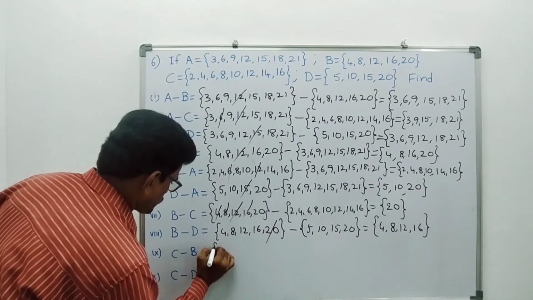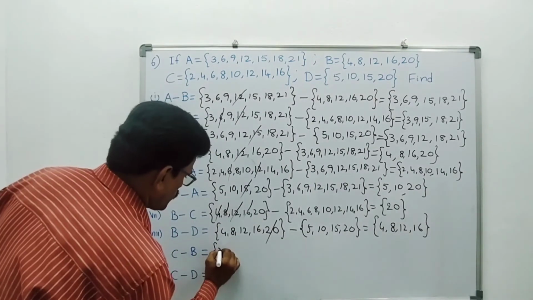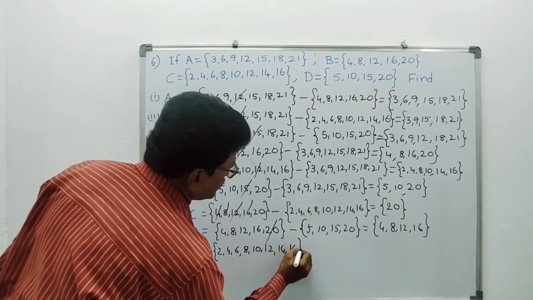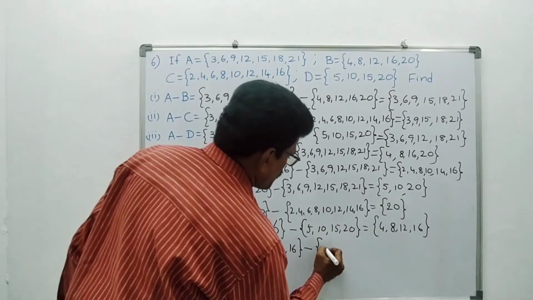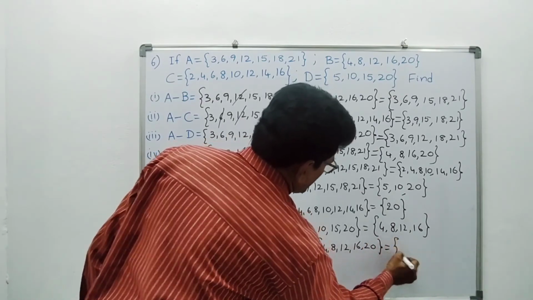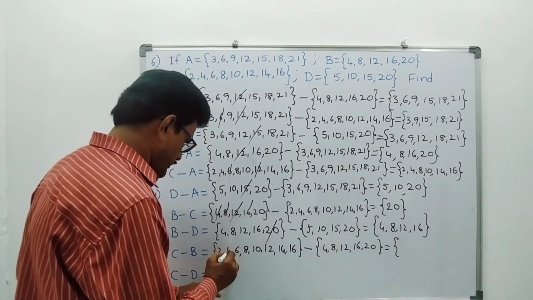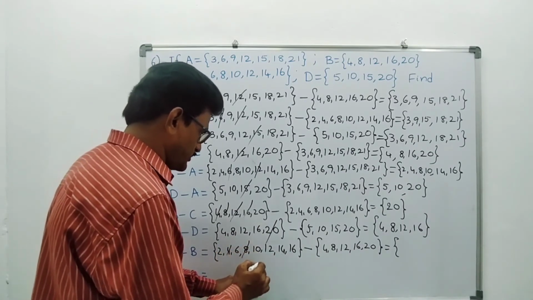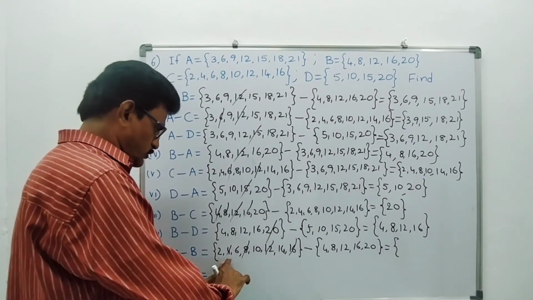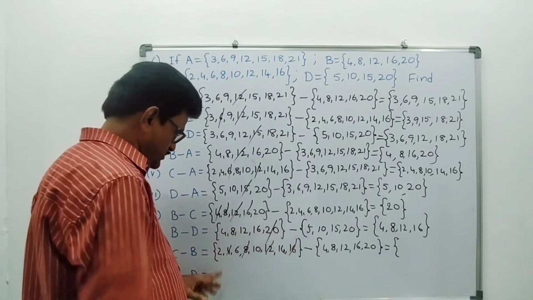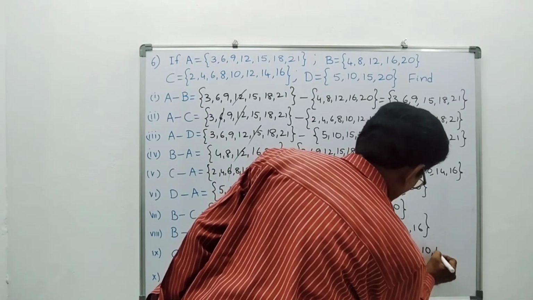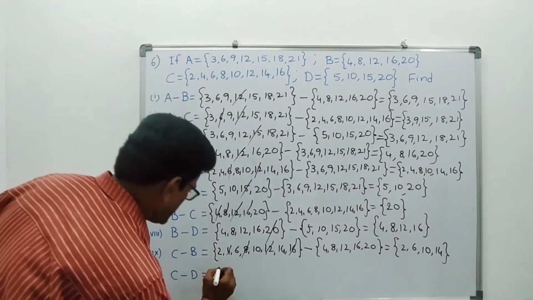Okay. Now C minus B. C. 2, 4, 6, 8, 10, 12, 14, 16 minus. Now what is B? 4, 8, 12, 16, 20. Okay. Now the result. 2, it is not there. 4, it is there. 6 is not there. Again 8 is there. 10 is not there. 12 is there. 14 is not there. 16 is there. Now the remaining elements. So these elements are common, so we cut them. 2, 6, 10, 14. This is the result.